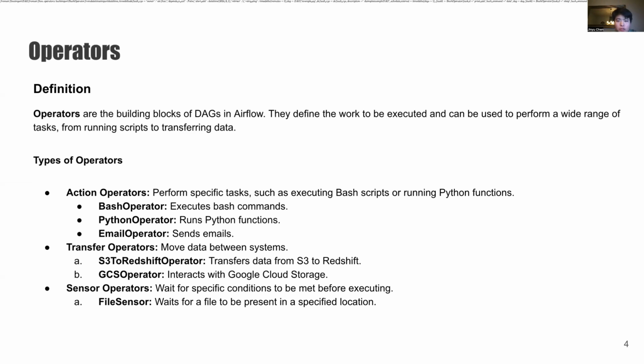Like I mentioned, a sensor is waiting for something to be present. If you have a file sensor, you're going to wait for the file to be present. If you have the HTTP sensor, you're going to wait for the specific HTTP code. So in Apache Airflow, we have many sensors. I'm just giving you the high level here.